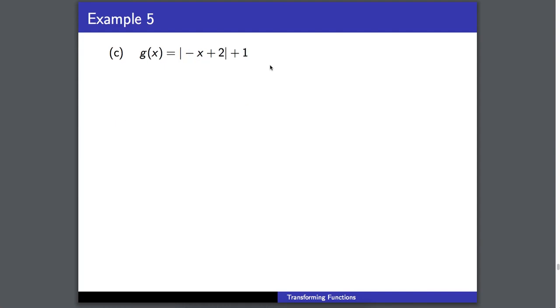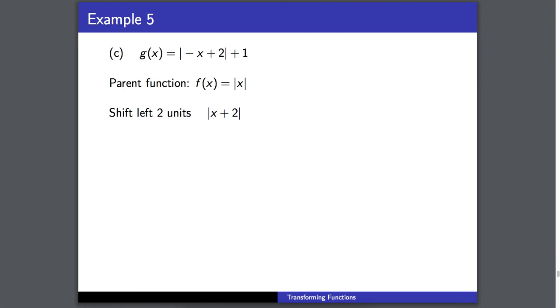Example 5, part C, we have g of x is the absolute value of negative x plus 2, and then plus 1 outside. So first let's take care of any horizontal shifts. We have a plus 2. Well, our parent function is absolute value of x. We have a plus 2 inside the absolute value bars. We'll worry about this negative in a moment. So it's shifting to the left 2 units.